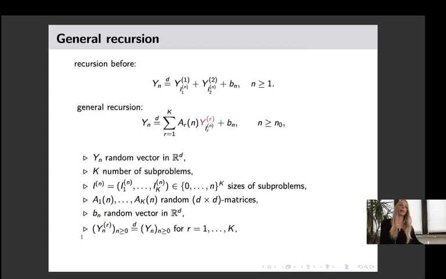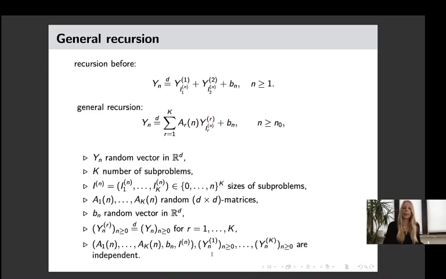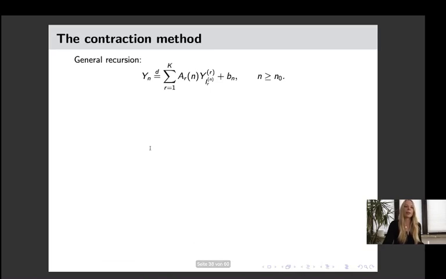Okay, then we need the self-similarity condition here, which formalizes that the models in the subproblems are the same as the original model, and we need some independence conditions that guarantee that given the subproblem sizes, the subproblems behave independently. Okay, so this is the general framework we work in, and now I want to introduce the method of proof, which is the so-called contraction method, and which was introduced some 30 years ago by Uwe Rösler for the analysis of quicksort.